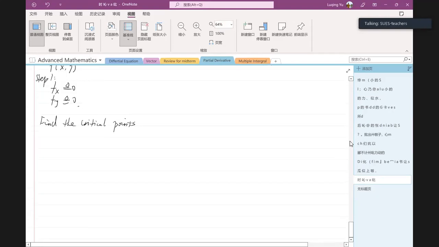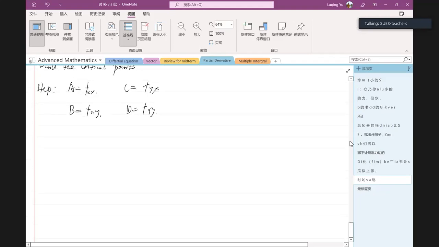And then we have step 2. Step 2 is we use the partial derivatives to find the second order derivatives. So a is equal to f_xx, b is equal to f_xy, c is equal to f_yx, and d is equal to f_yy. Then what we do is try to figure out what this function looks like.